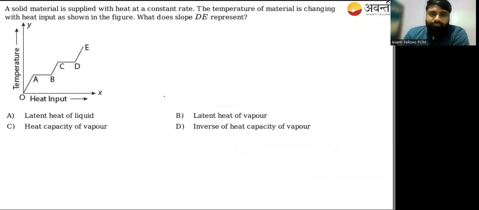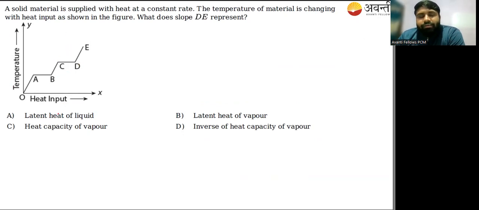Now this one. A solid material is supplied with heat at a constant rate. The temperature of the material is changing with heat input as shown in the figure. What does the slope dE represent?